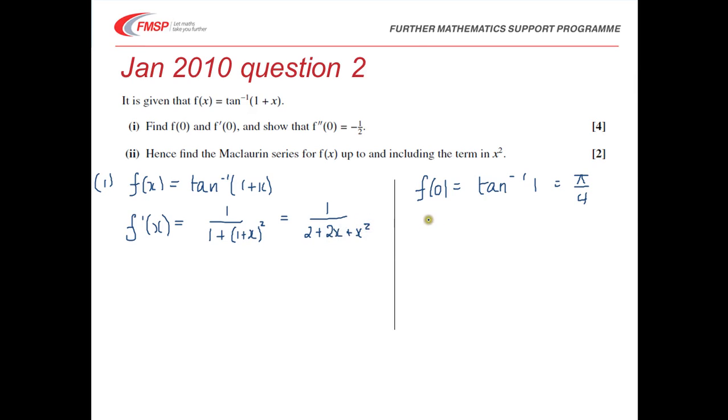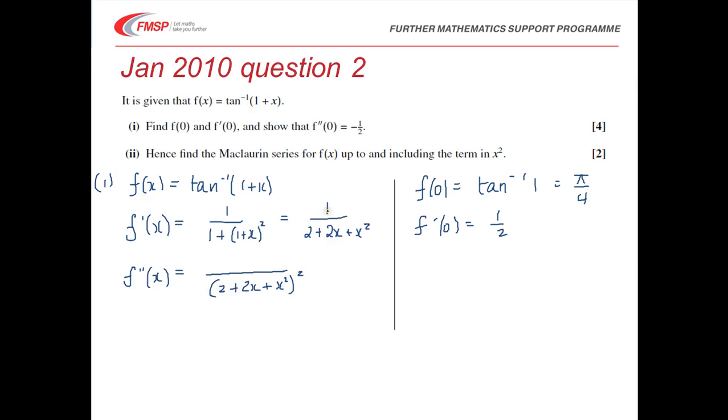And again, we're asked to find f dash of 0, so if we substitute in x equals 0 there, then we're going to get a half. And we'll now need to find the second derivative. Now you could actually do this either using the chain rule and write that as 2 plus 2x plus x squared to the minus 1, or you can use the quotient rule, but whatever way you do it, we should end up with a 2 plus 2x plus x squared all squared on the bottom line.